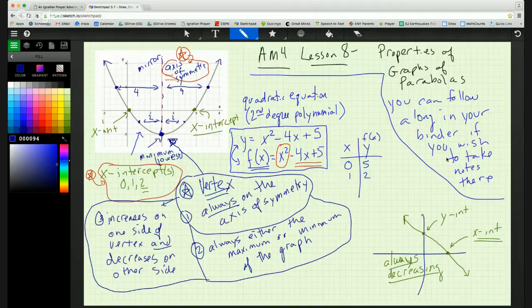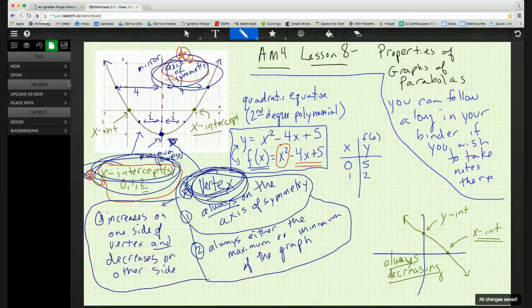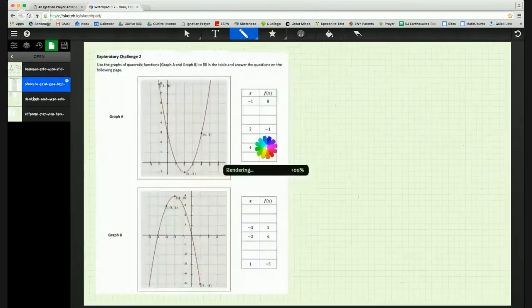So we have all this written down. We're going to do one last thing, and then we'll just move on. So the keys from this page, again, are vertex, x-intercepts, axis of symmetry. All right, we're going to move on to point number 2.